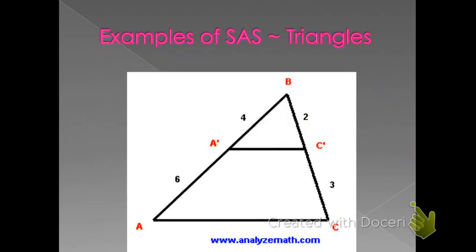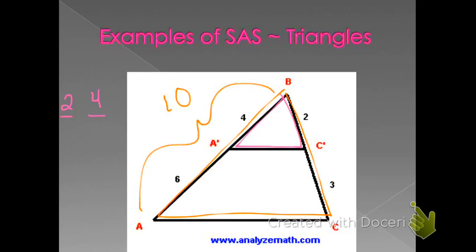Here's another example where we have one triangle embedded in the other, which makes things a little bit tricky. So we have this little triangle here in pink, and we have our larger triangle, which I'm going to outline in orange. In the smaller triangle, we have a side length of 2 and a side length of 4. In the larger triangle, we have a side length of 10, that one on the same side as the 4, and a side length of 5. And 2 over 5 doesn't reduce any farther, but 4 over 10 is also equivalent to 2 over 5.